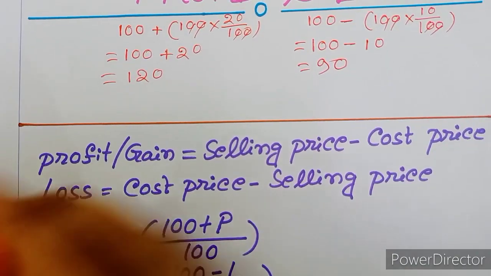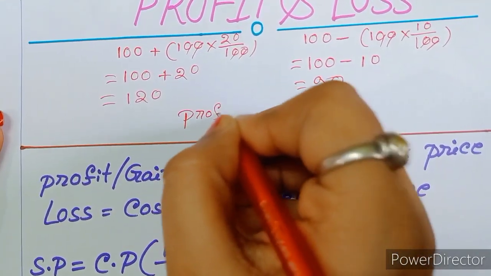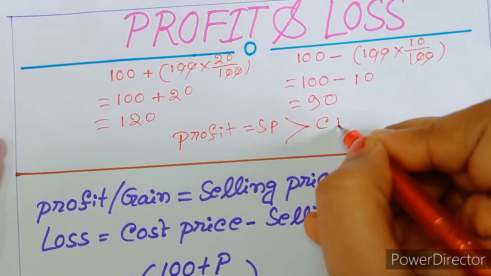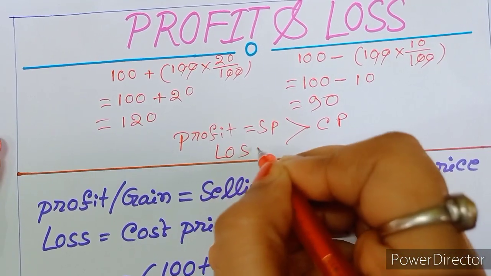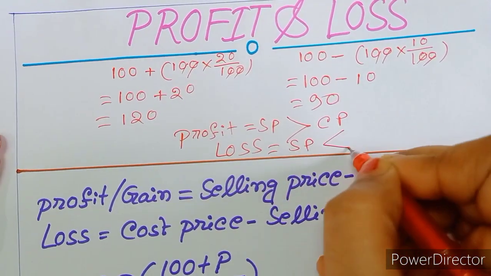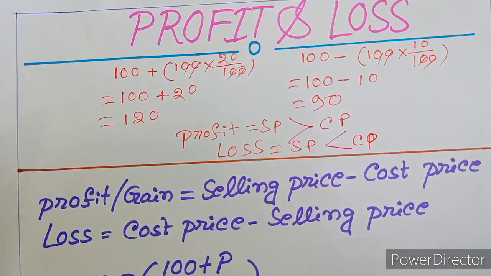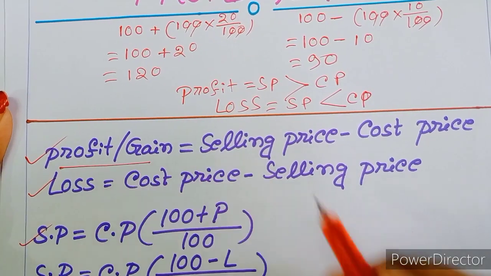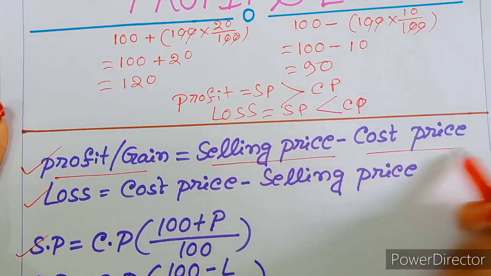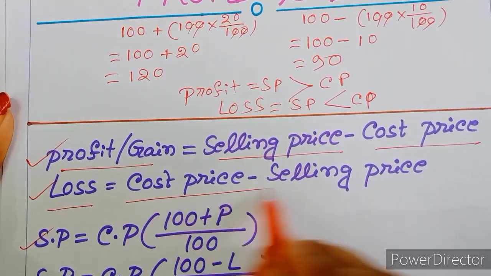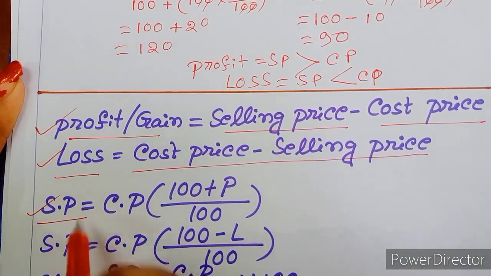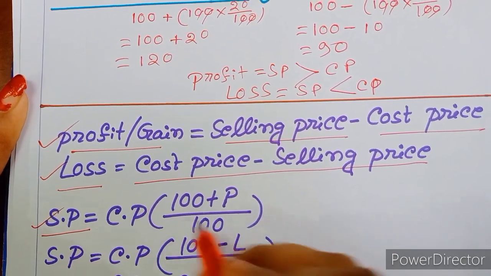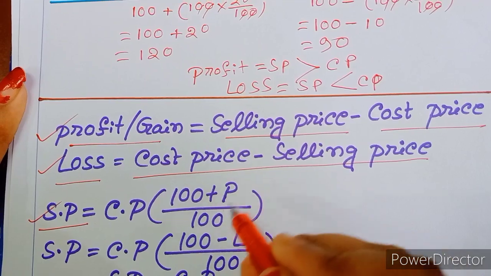And we always know profit means selling price greater than cost price, and loss means selling price less than cost price. We remember this formula. Profit or gain equal to selling price minus cost price. Loss equal to cost price minus selling price. If cost price is given and we find the selling price, then the formula is cost price into 100 plus P by 100.